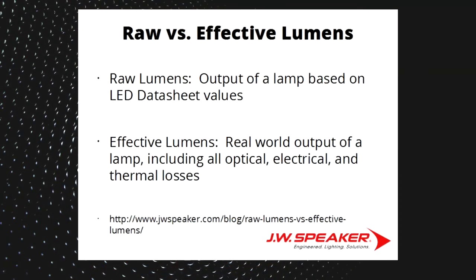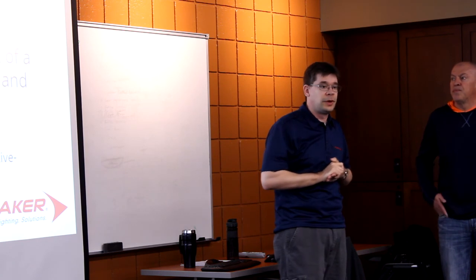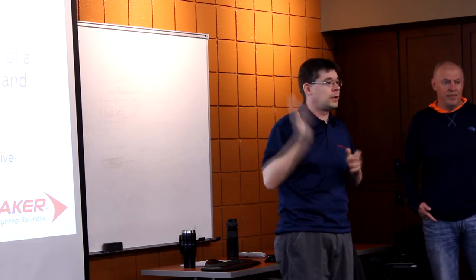So my next slide is about raw lumens and effective lumens and why we talk about it. Raw lumens is the output of a lamp based on LED datasheet values. And why we state that is because a lot of people don't have the equipment that we have. So we have a goniometer, and we'll talk about that a little bit. We've got a whole system set up that we can accurately measure the output of our lamp.